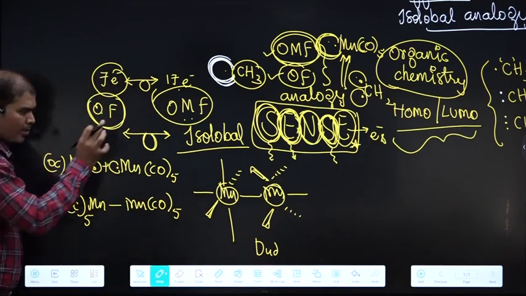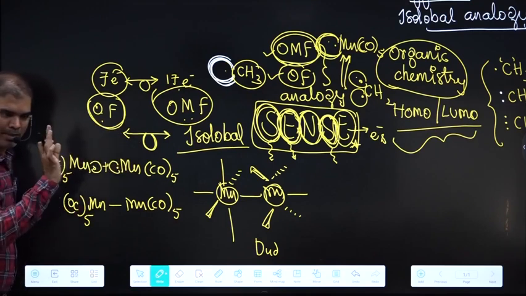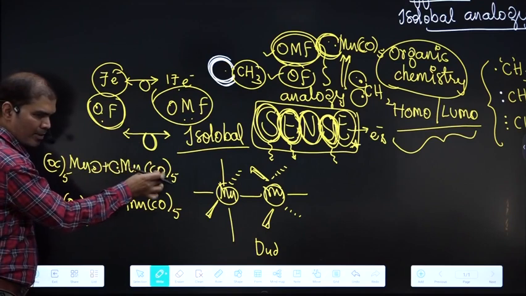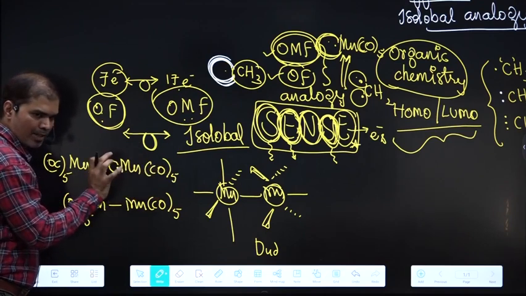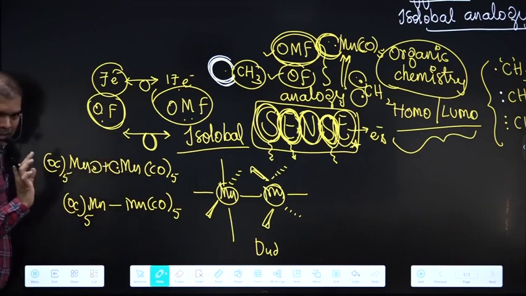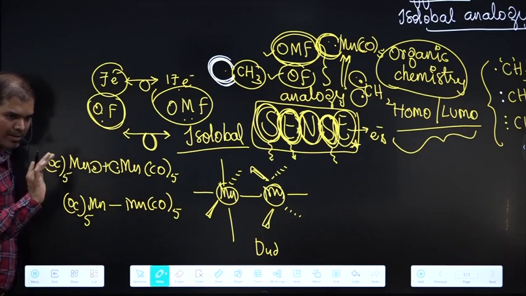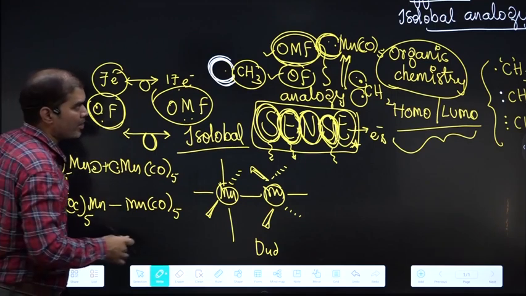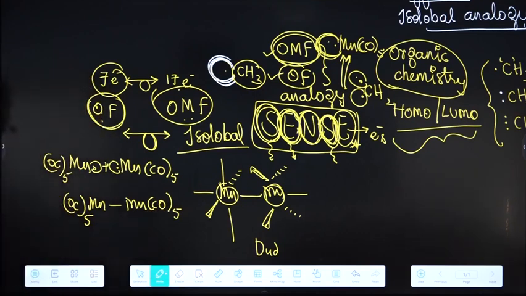So how an organic fragment behaves, in a similar way an organometallic fragment also behaves. So the chemistry of your organometallic fragment can be dictated by knowing the chemistry of your organic fragment. Then I can call those two fragments isolobal. For calling two fragments isolobal, he has given some characters. So first write down this Hoffmann isolobal analogy.